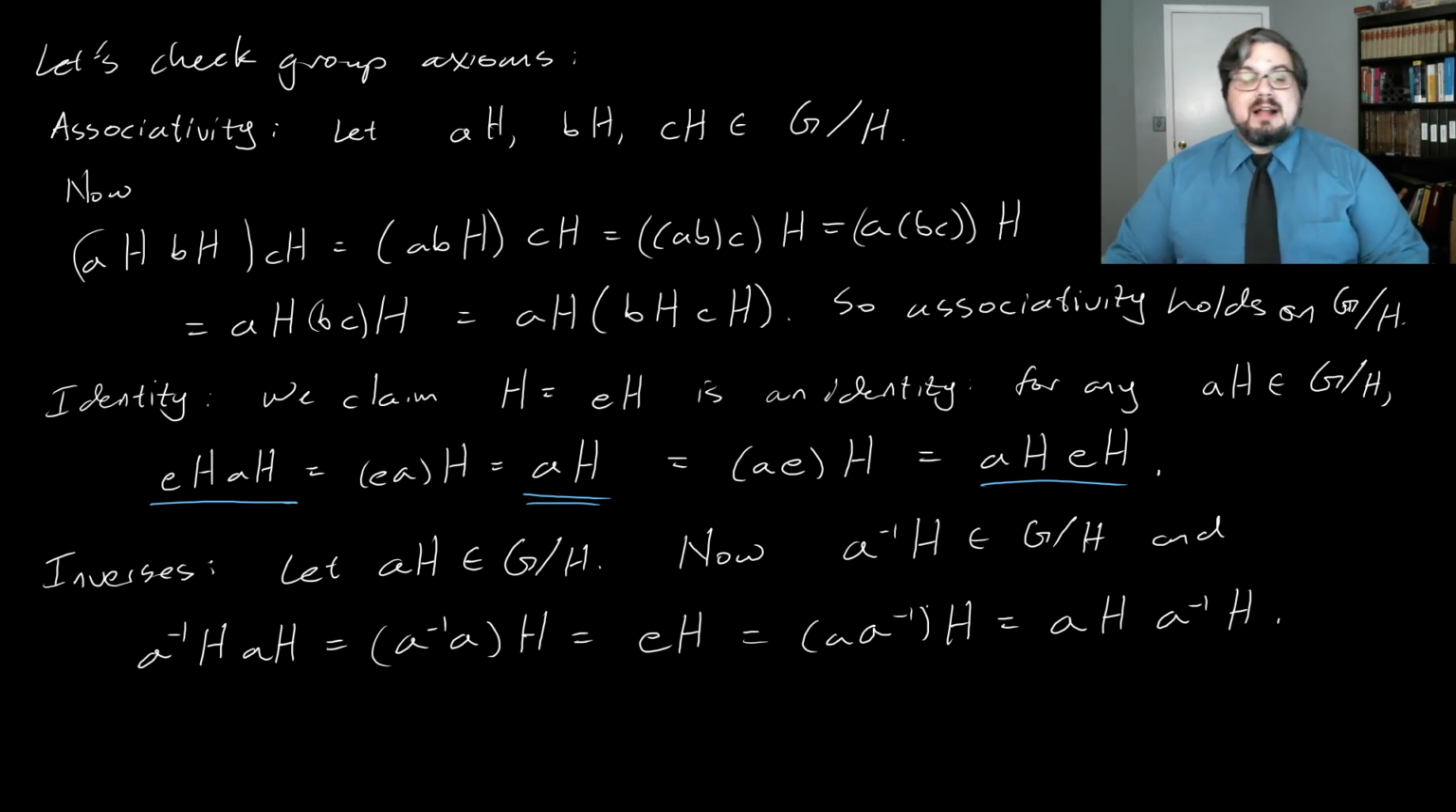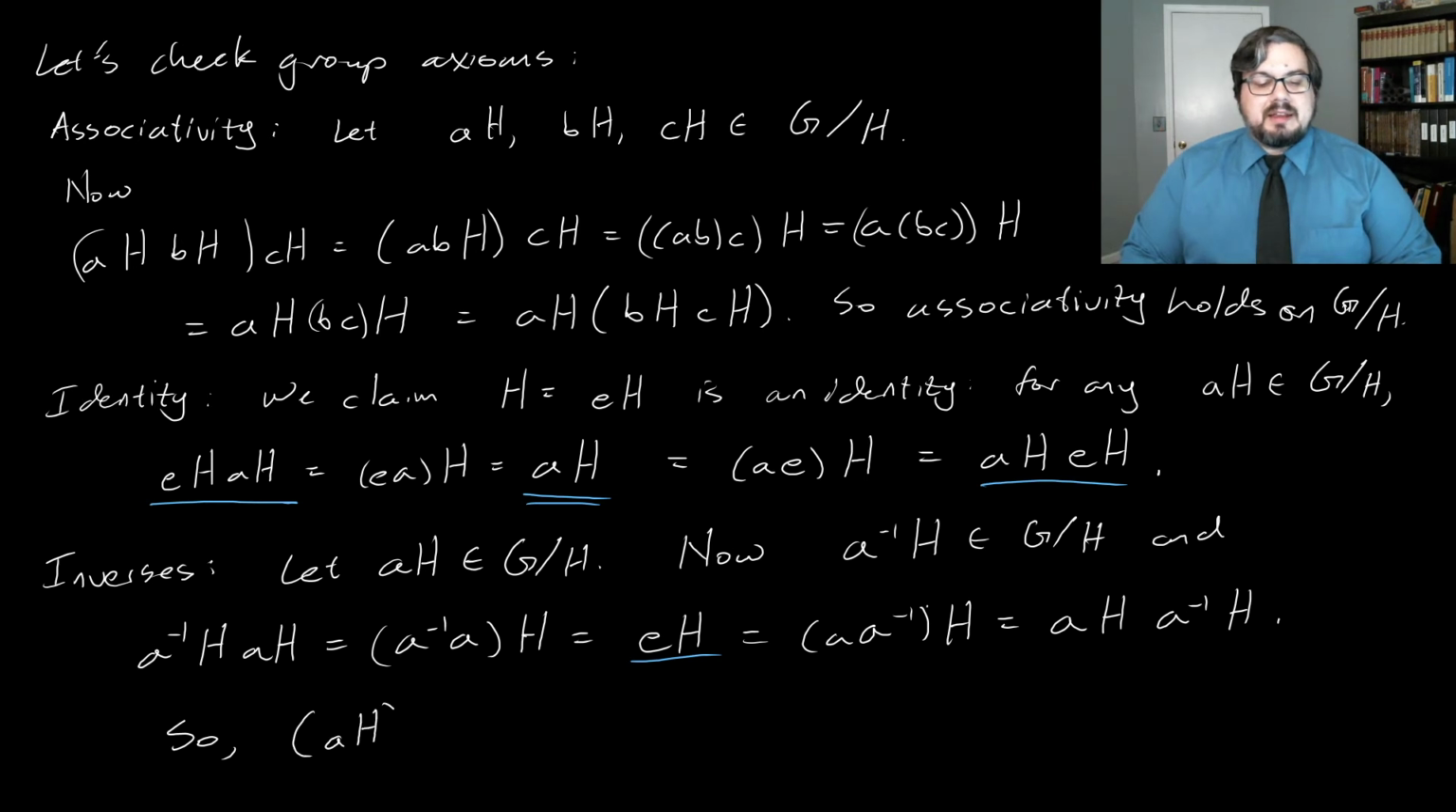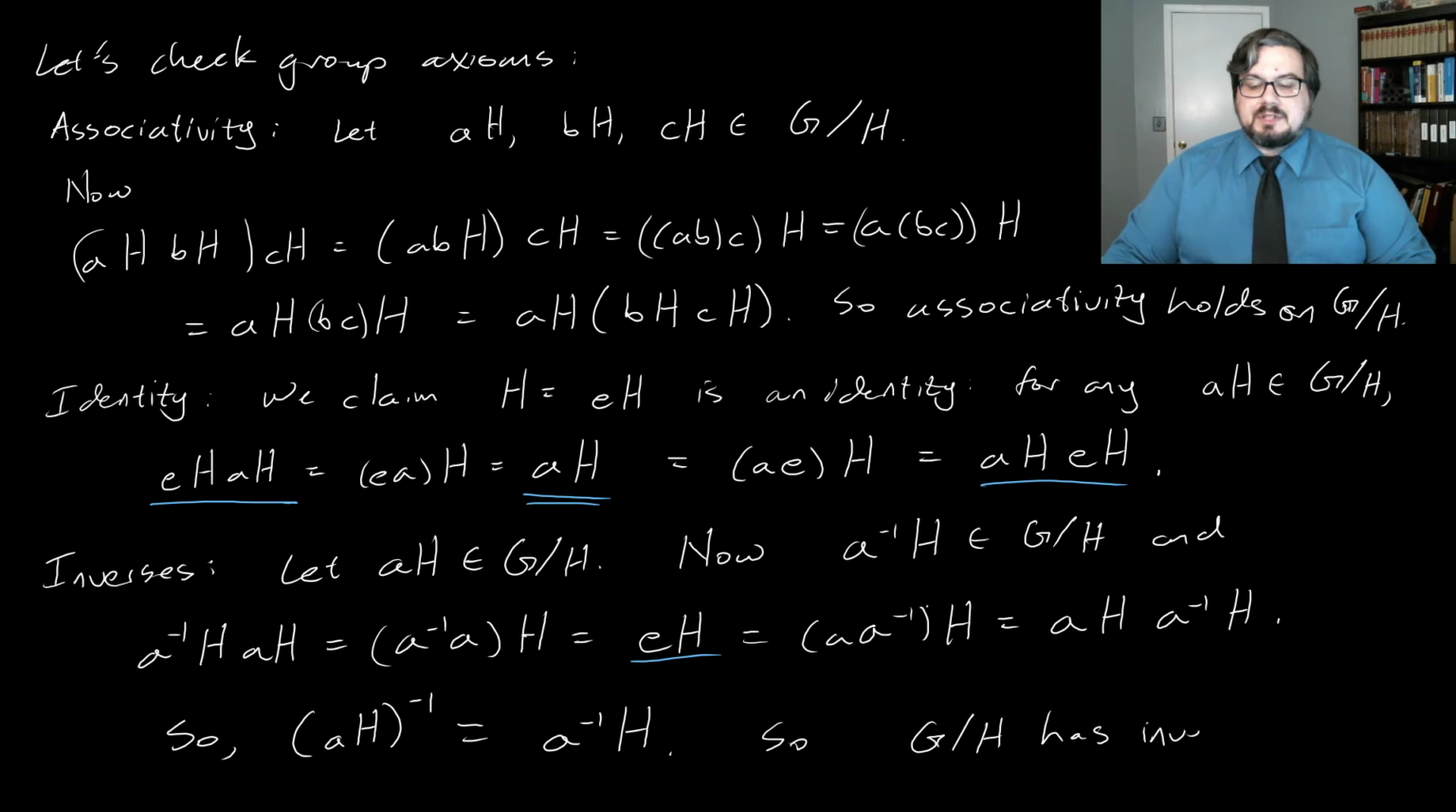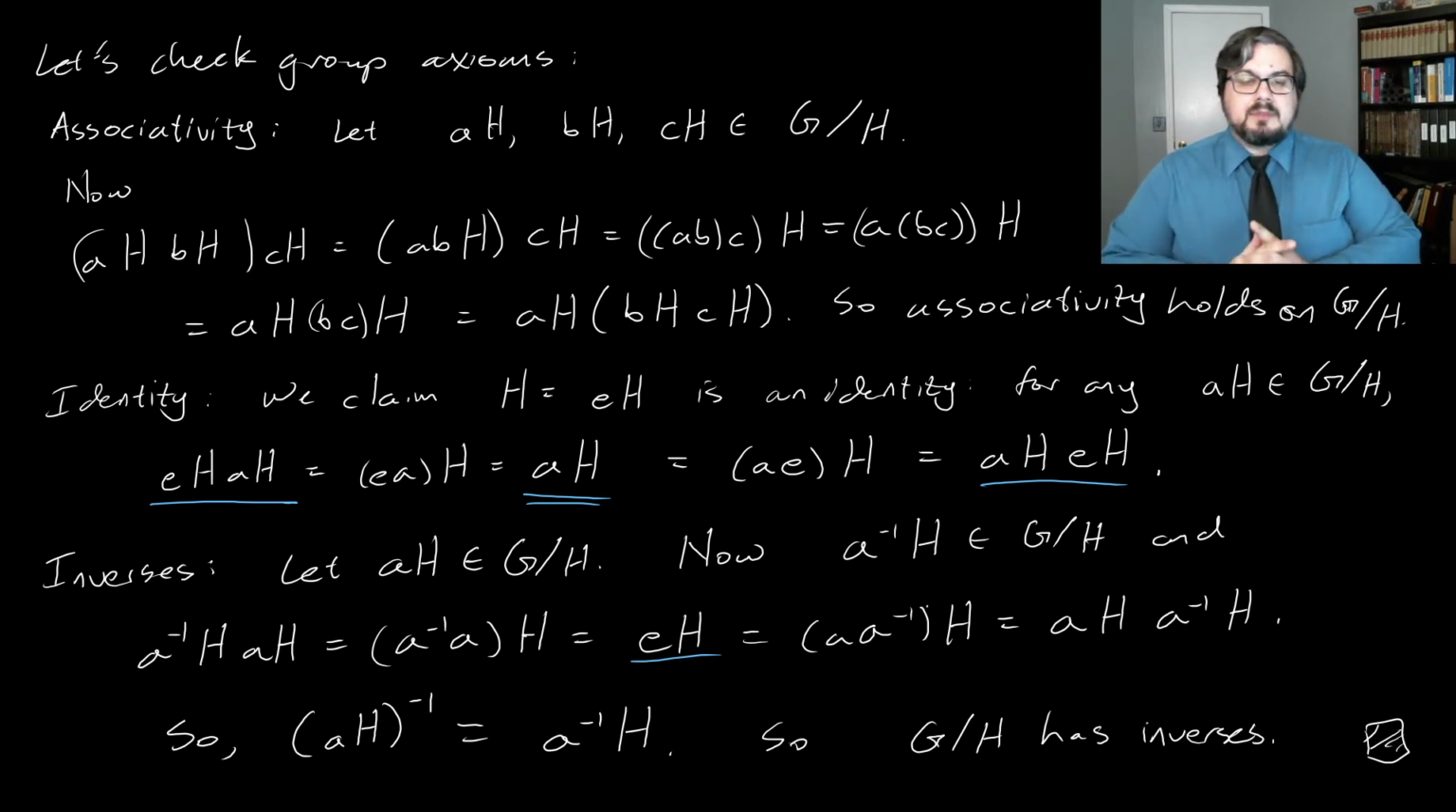So we have that the two elements AH and A inverse H, when you multiply them together in either order, give you the identity element of G mod H. And so this tells us that the inverse of AH in the group G mod H is equal to A inverse H. So that means that G mod H has inverses. And that's it. That takes care of things.